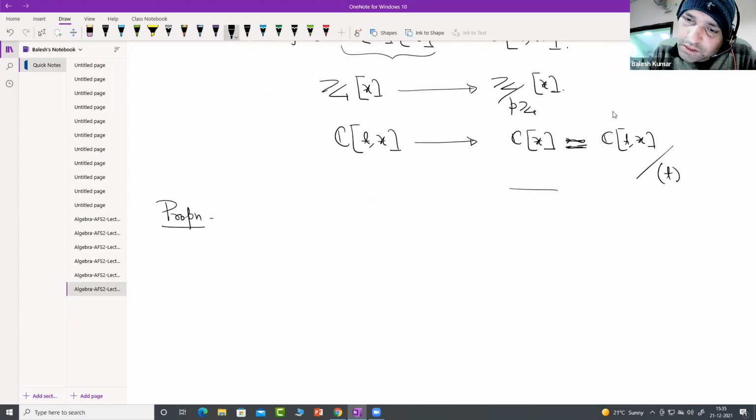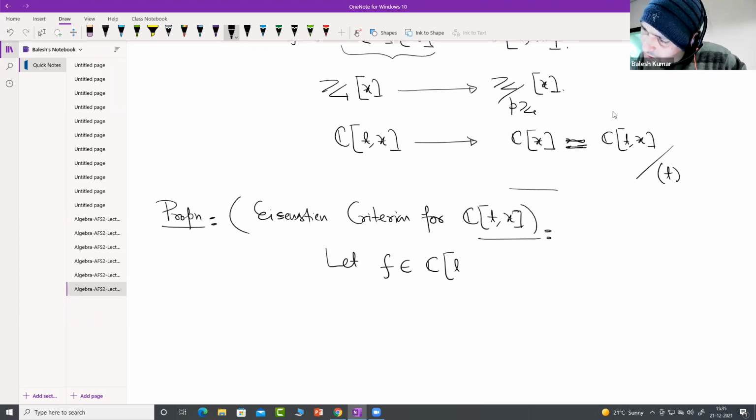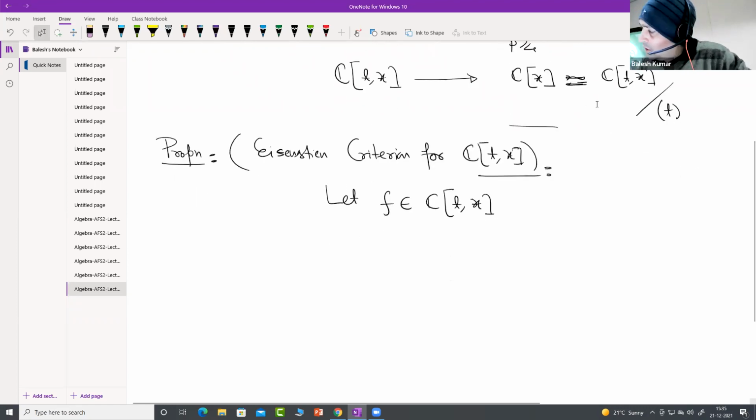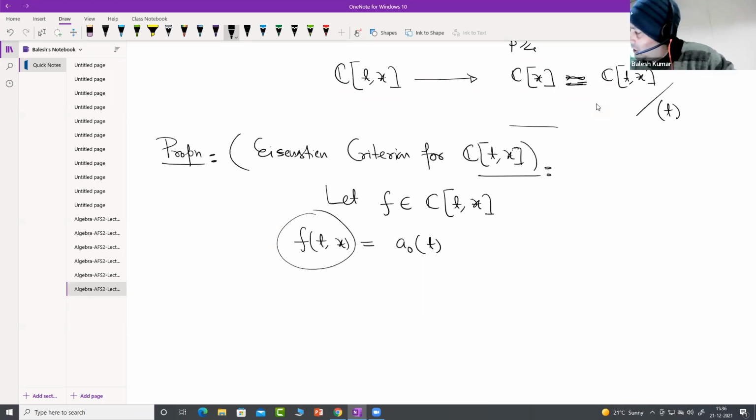So the proposition is the Eisenstein criterion for polynomials with coefficients coming from C of t. Let us take a polynomial in C of t x. One can write this polynomial in x with coefficients coming from the polynomial ring C of t. That means f of t x is written as a0 of t, which is the constant term of this polynomial and is still a polynomial in the variable t, plus a1 of t x plus and so on, up to an of t times x to the power n.